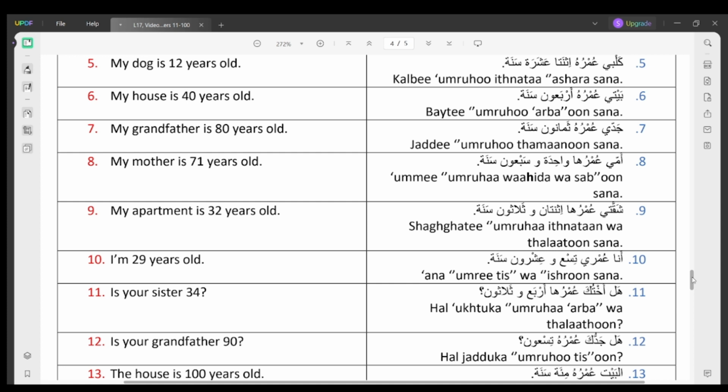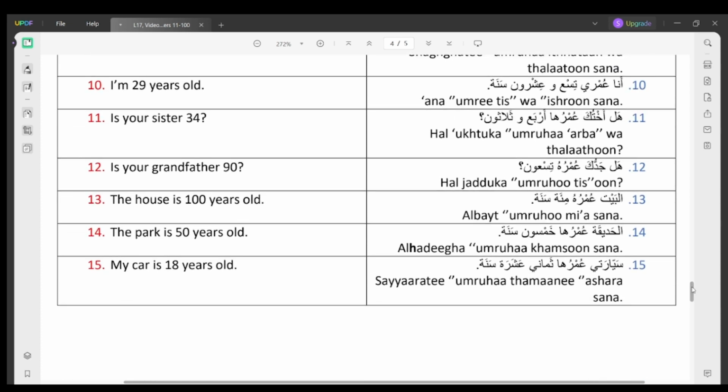My apartment is 32 years old. شقتي عمرها 32 سنة. Number 10. I'm 29 years old. أنا عمري 29 سنة. Number 11. Is your sister 34? هل أختك عمرها 34؟ Number 12. Is your grandfather 90? هل جدك عمره 90؟ Number 13.